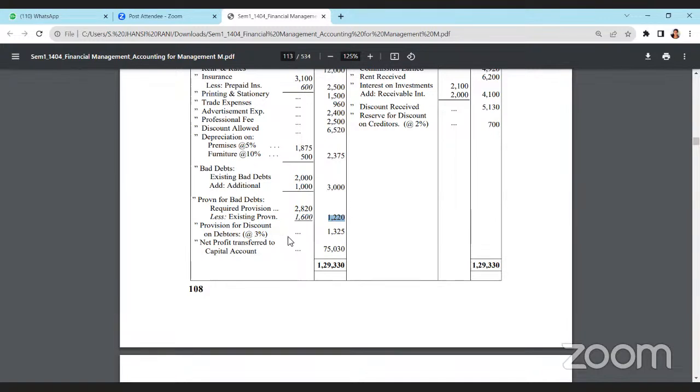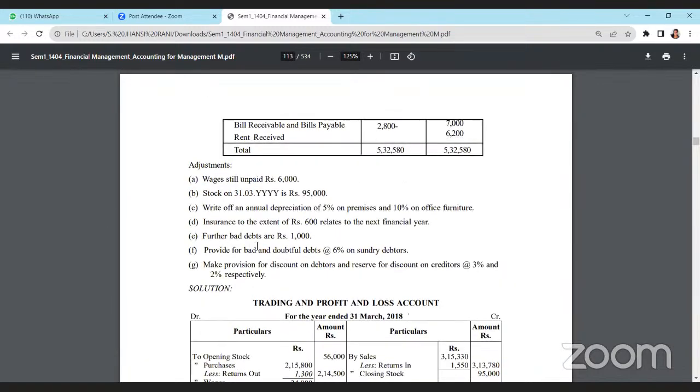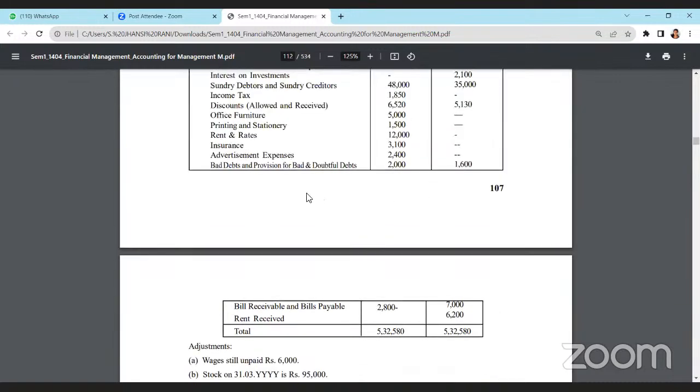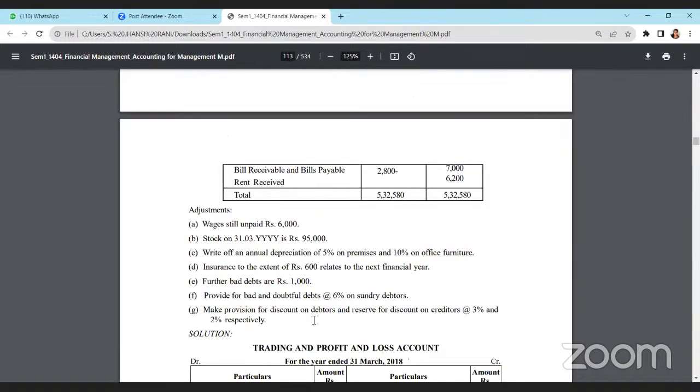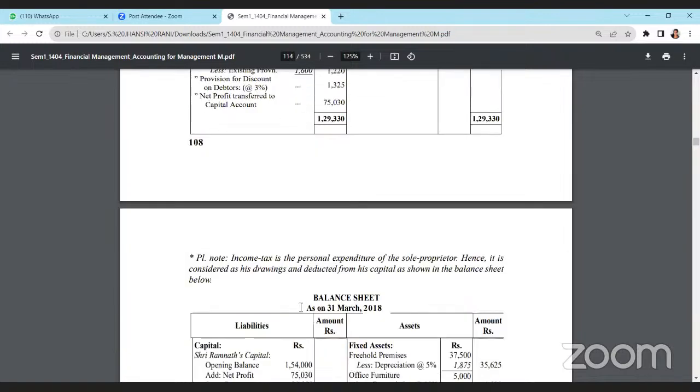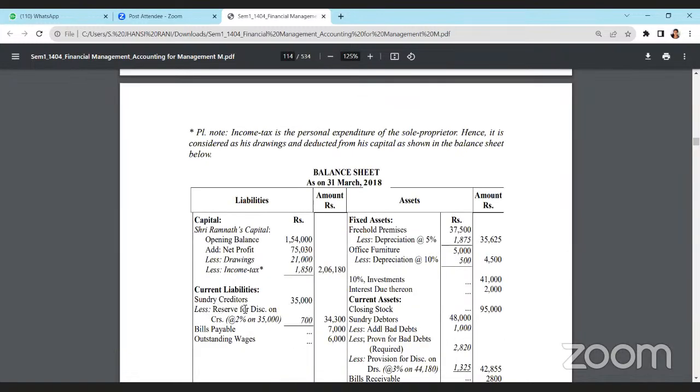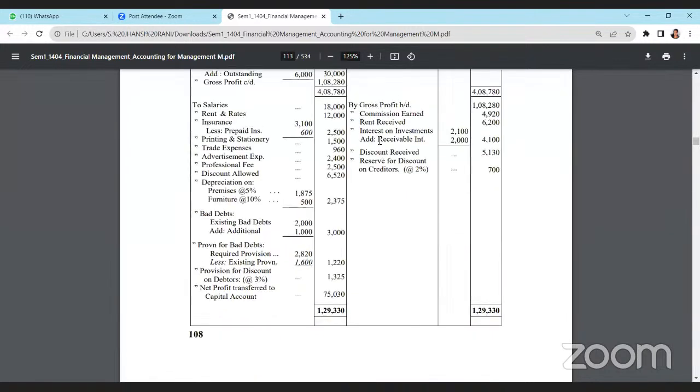Next, there is the discount. One effect we take in the debtors, where we deduct it. The other effect, provision for discount on debtors, we write on the debit side of the trading account, profit and loss account. So these are the two effects of these three things. Discount on creditors is also there. The creditors value given is 35,000, so 35,000 into 2%. One effect, we deduct it from creditors. You can see here reserve for discount on creditors, 2% of 35,000. The other effect, we show it on the credit side of the profit and loss account. Reserve for discount on creditors, 700.